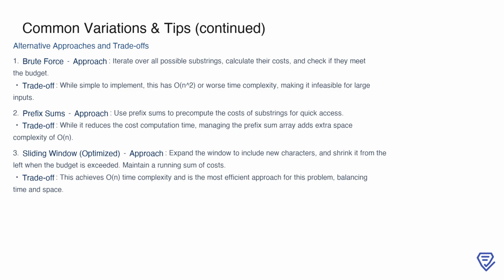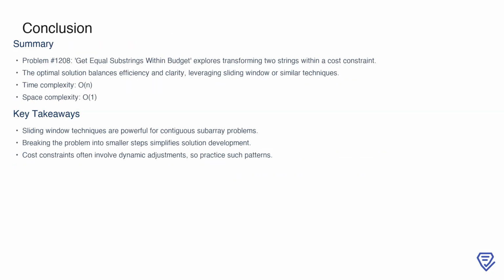By expanding the window to include new characters and shrinking it from the left when the budget is exceeded, you can maintain a running sum of costs. This achieves O(n) time complexity while keeping space usage minimal, striking the best balance between speed and resource efficiency for this problem. Thanks for following along. We reviewed the problem, broke it down step by step, and explored an optimal solution. Don't forget, sliding window techniques are versatile tools for solving problems like this.